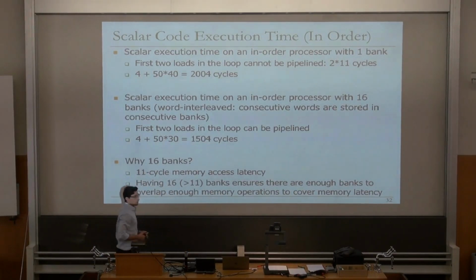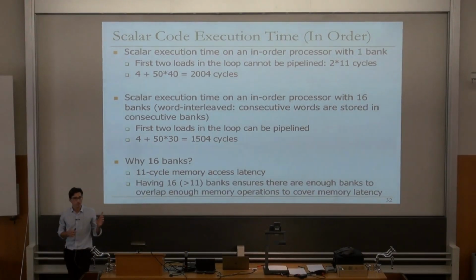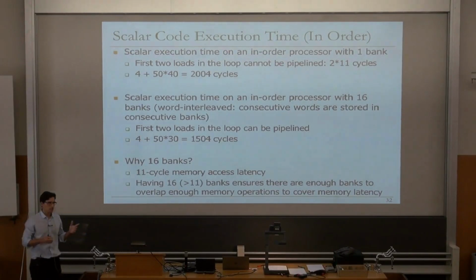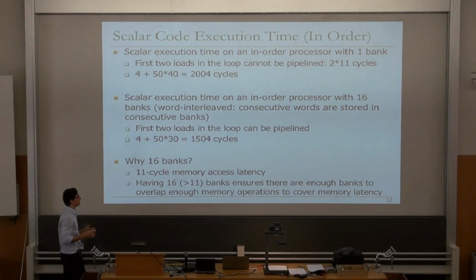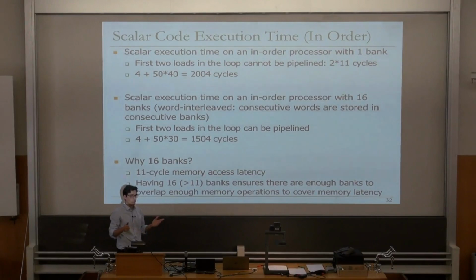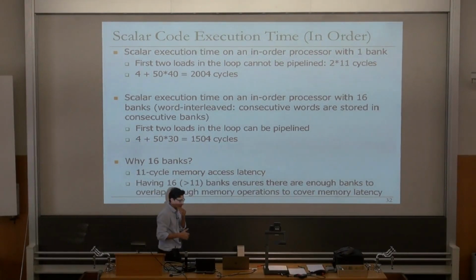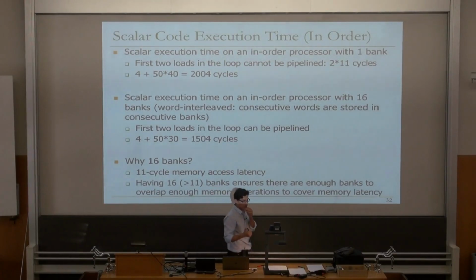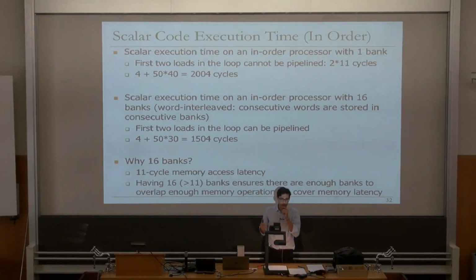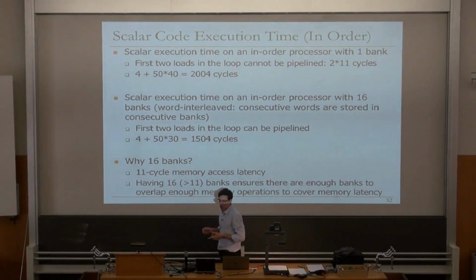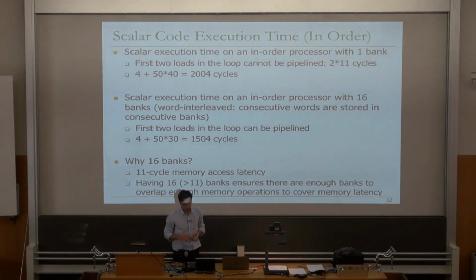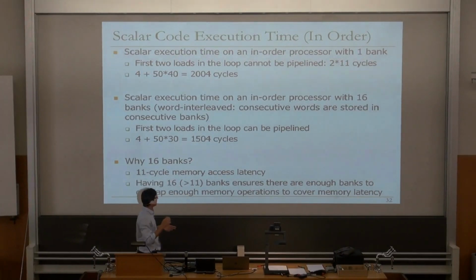The question, why 16 banks? In this example, we just have 2 loads, so in principle we wouldn't need more than 2 banks if we want to have concurrent access to memory. But why 16 banks? Because this is what we are going to need for the vector processor, and we need 16 banks because of something that we have already explained. We need 16 banks because 16 is greater than 11.